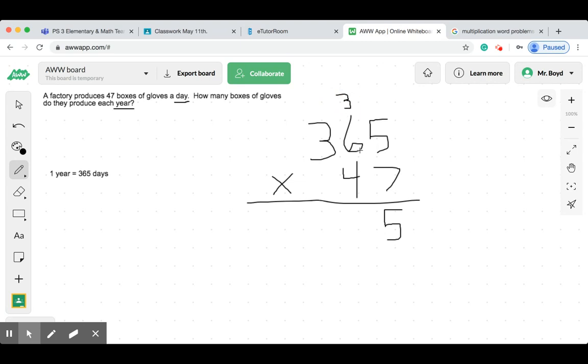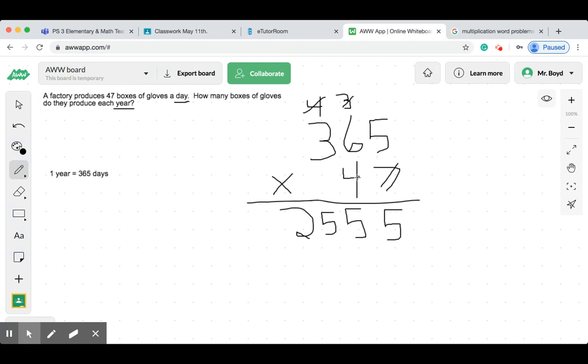7 times 6 is 42. Plus 3 is 45. I will place my 5 here and carry my 4. 7 times 3 is 21, plus 4 is 25. And because there is no place to carry to, I'll write 25 down there. Now I'm going to cross out my 7, cross out my 3, cross out my 4 because I'm done with them. I don't want to get them confused.